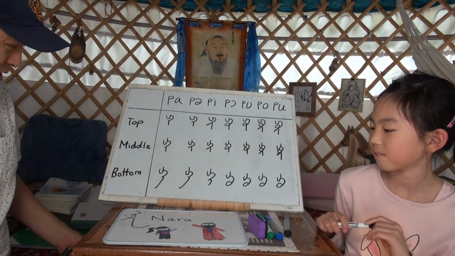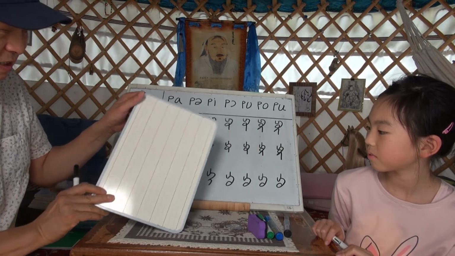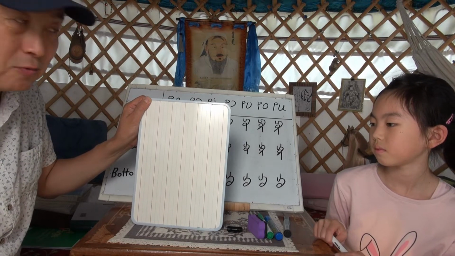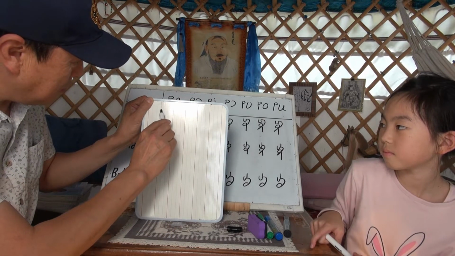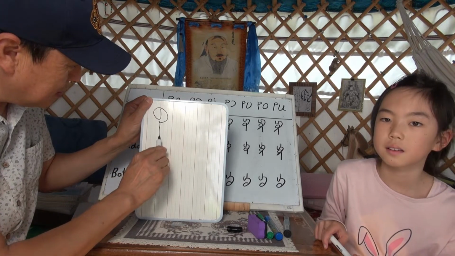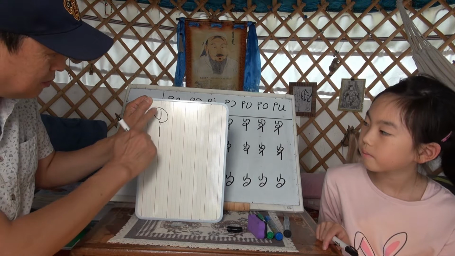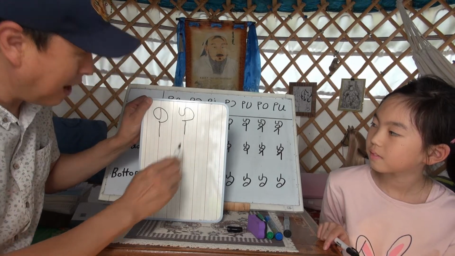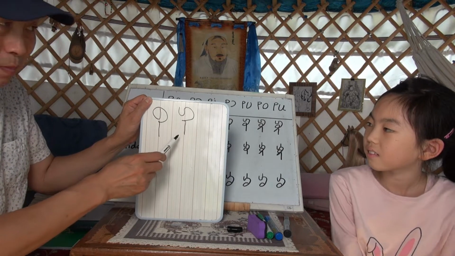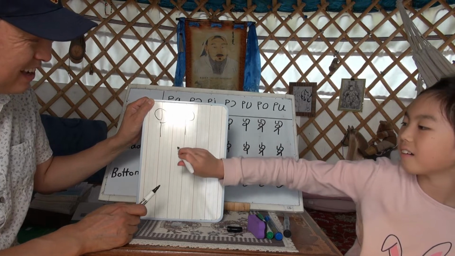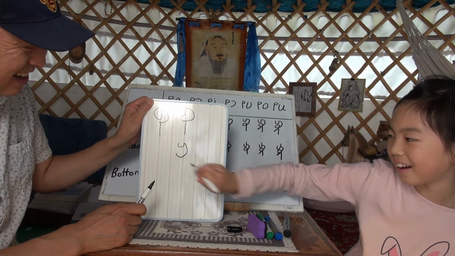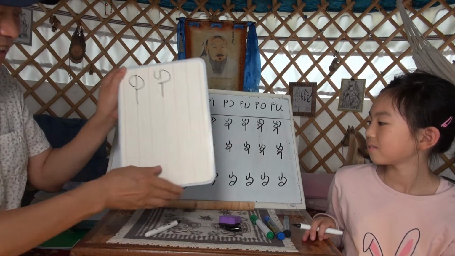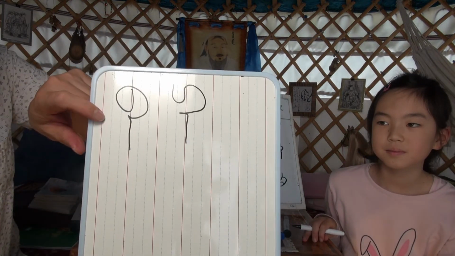Then let's explain the writing. Last time we learned the Ba. Actually, Ba and Pa are very similar. Look here. Ba is like this. If you take this part off, it's Pa. This is Ba, and this is Pa. It looks like a deformed Y, like a ja. So this one is Ba, and this one is Pa.